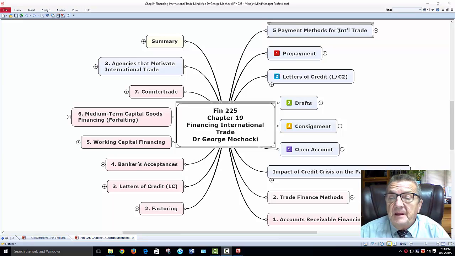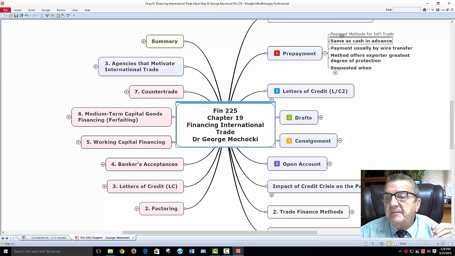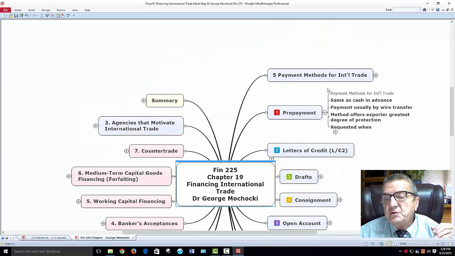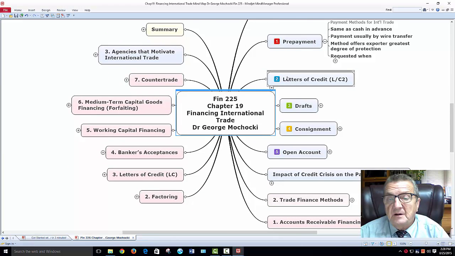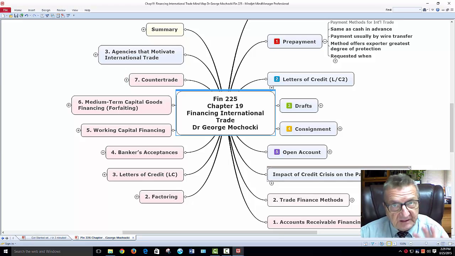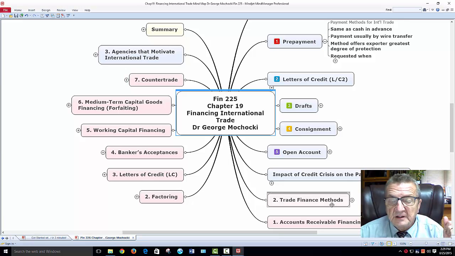You'll see payment, and you'll see what I've added on in here. When I go on here, I have payment methods. Do you see where this one is? Each one of these headers or subtopics would be in here. You would have payment methods all the way down, and then the final one, letters of credit. There are prepayments, letters of credit, consignment, open account, and the impact of the credit crisis on payment methods. I'll get back to that. It did have an effect on the international market, trade finance methods. These are different subtopics.